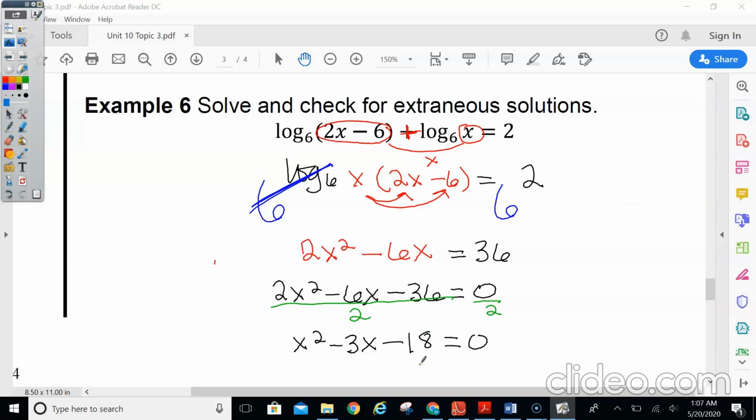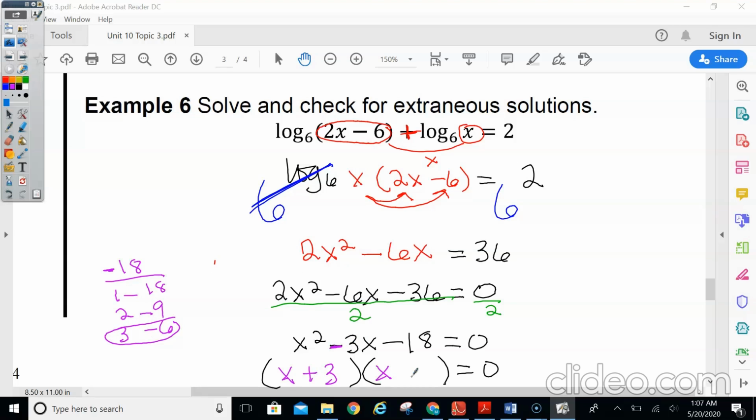Okay, so now we can just use basic factoring to ask what are the factors of negative 18 that are going to give me negative 3. So 18 is 1 and 18, 2 and 9, 3 and 6. To be negative, the bigger one's got to be negative. So which one's going to be negative 3? X plus 3 and x minus 6.